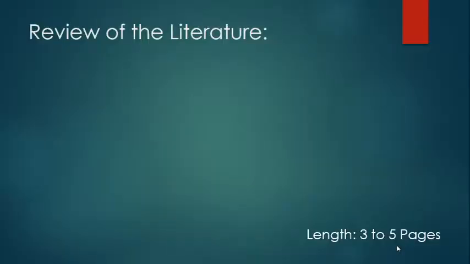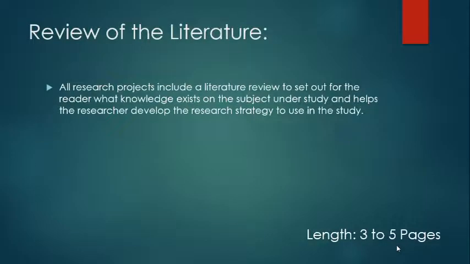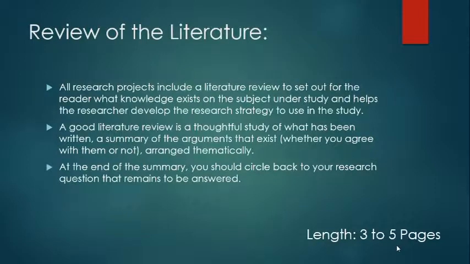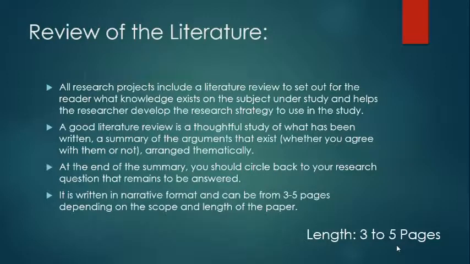Your next section is the review of literature. All research projects include a literature review to set the reader for what knowledge exists on the subject and the study that the student is actually looking into. A good lit review is a thoughtful study of what has been written and a summary of the arguments that exist and whether or not you as the author agree with them. At the end of the summary, you should always circle back to what the research question was and whether or not it's been answered. It's written in a narrative form, and it's generally 3 to 5 pages for this assignment, and we did this during week 4.